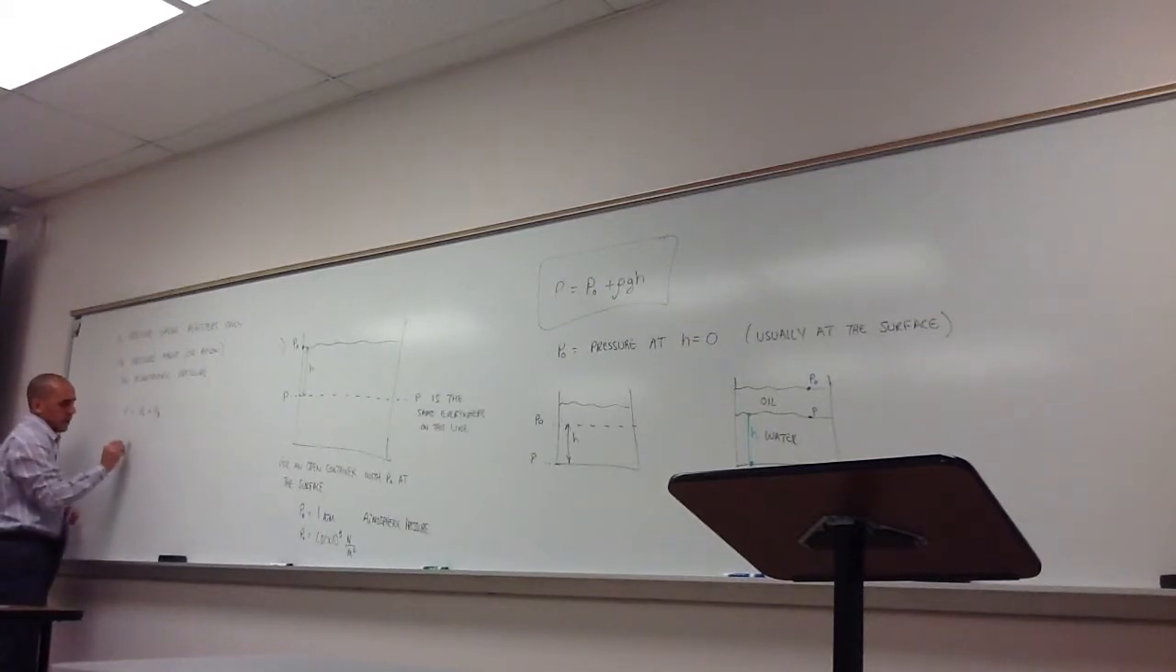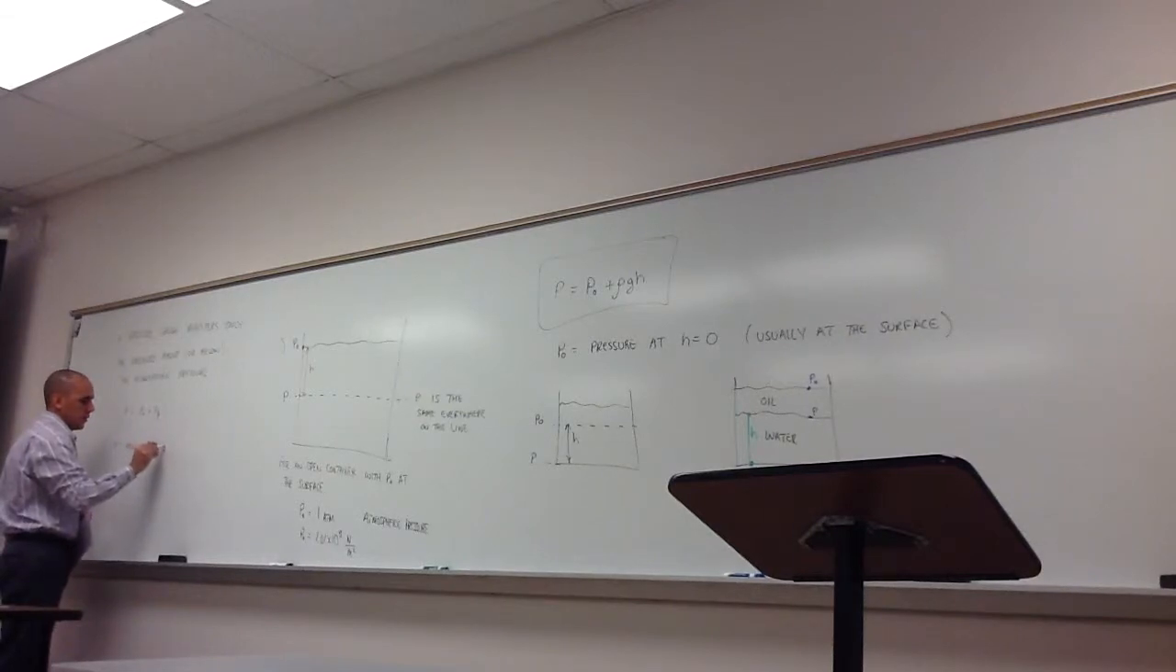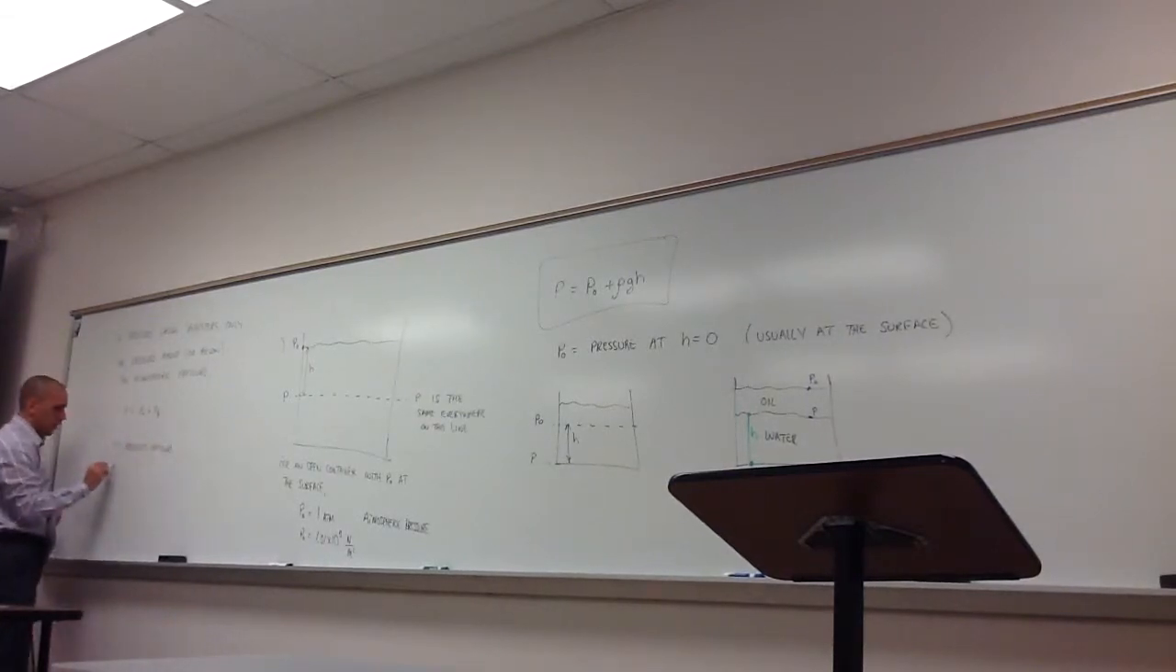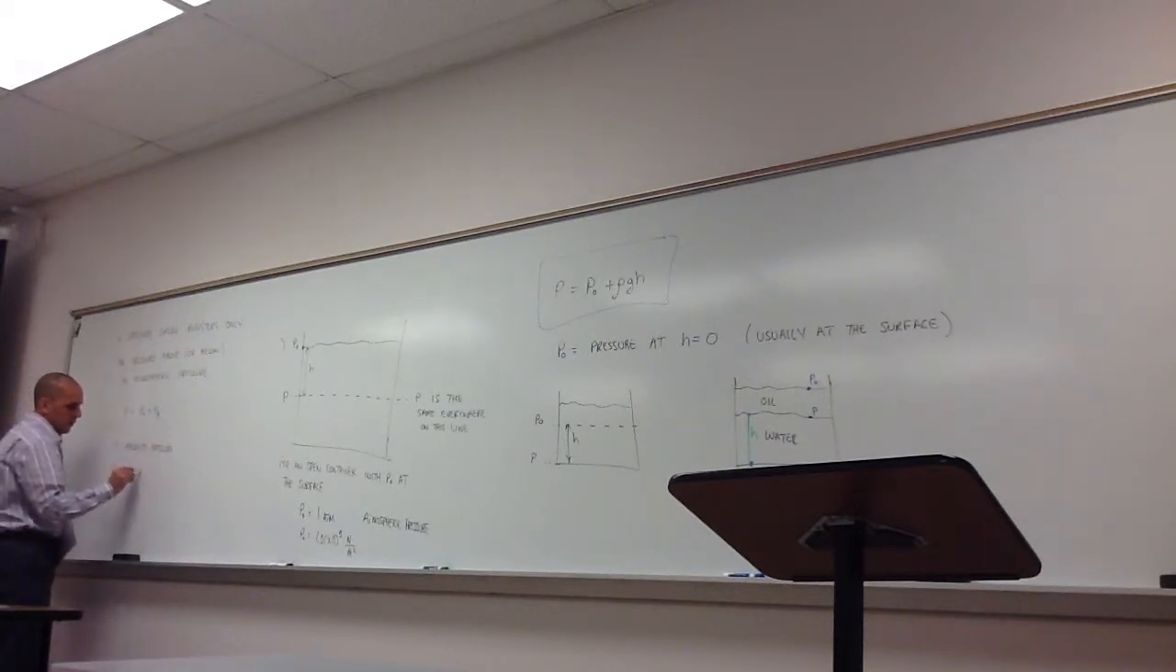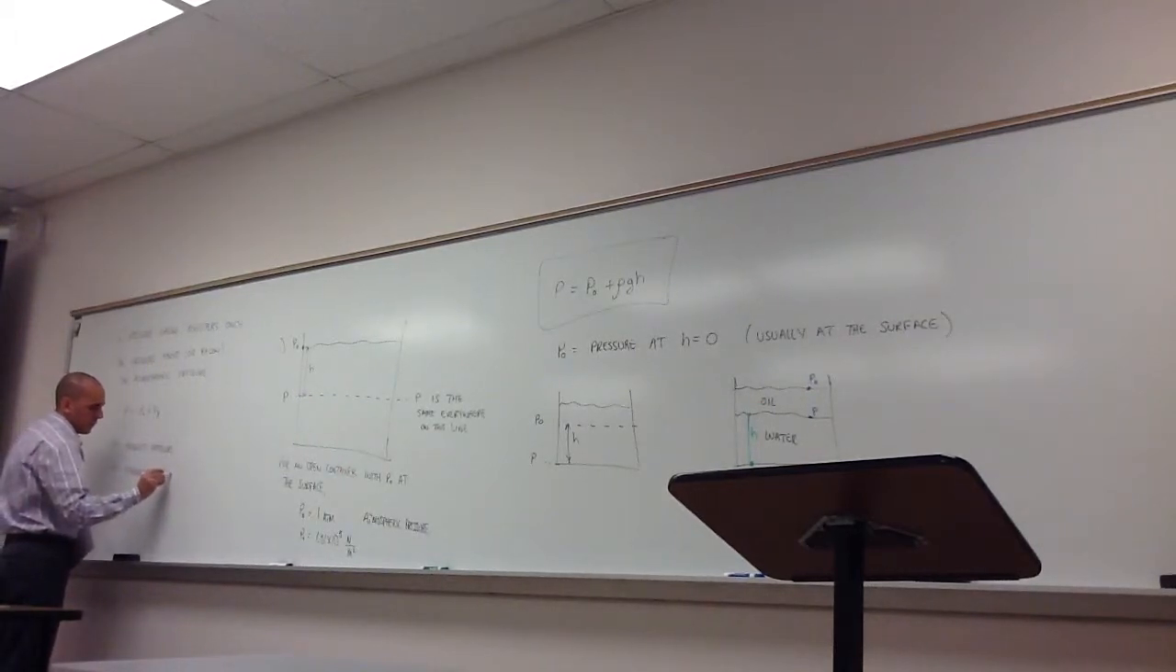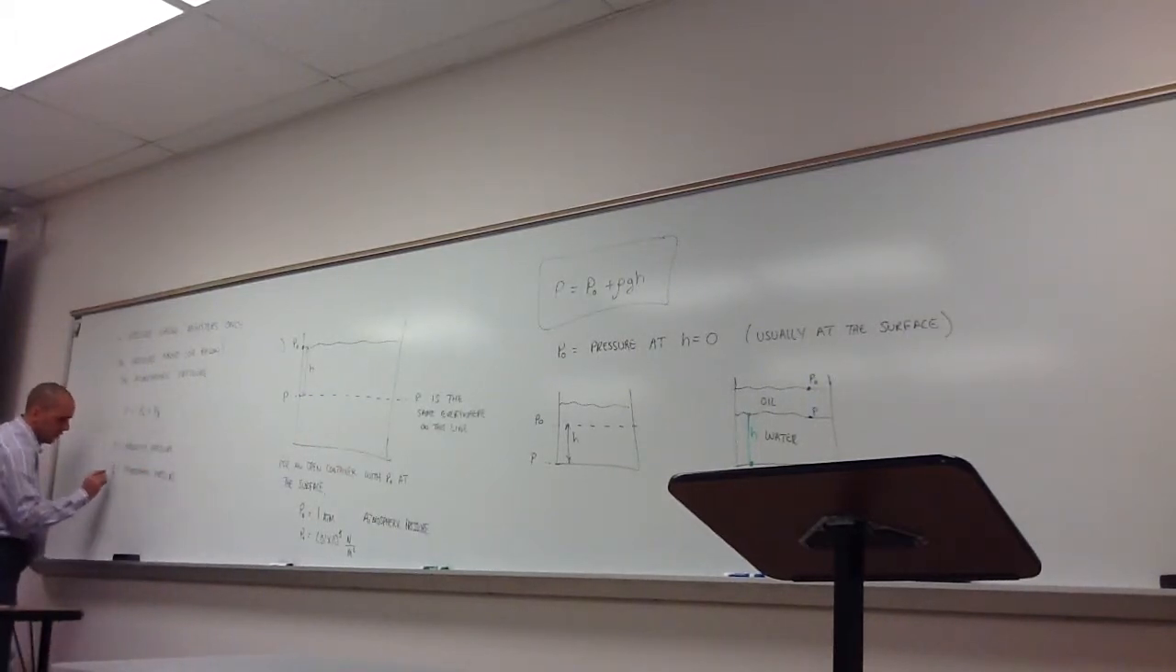P is what we call the absolute pressure. PA is equal to the atmospheric pressure. And your PG is equal to the gauge pressure.